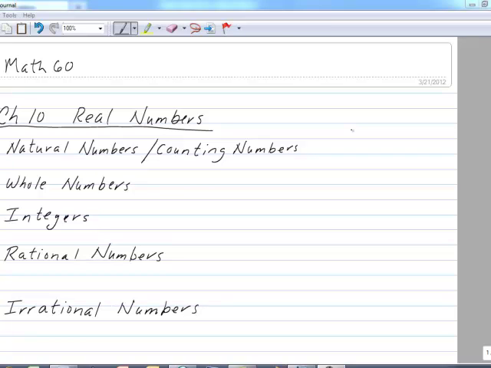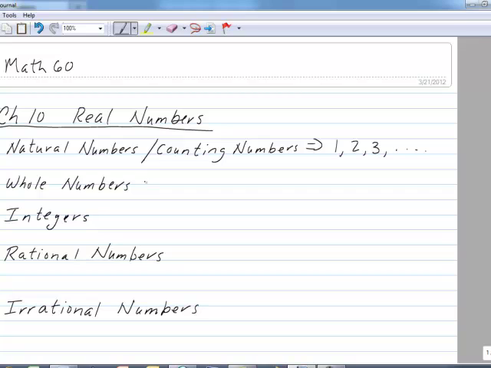Chapter 10, Real Numbers. In order to understand what real numbers are, we're going to start by defining some of the things that make up real numbers. So we start with natural numbers, and natural numbers are also counting numbers. When you count 1, 2, 3, and so on, that is what a natural number is, the counting numbers. We don't count 1/2, 2/3, 1/16, or anything like that, do we? We count always in wholes: 1, 2, 3, and so on.